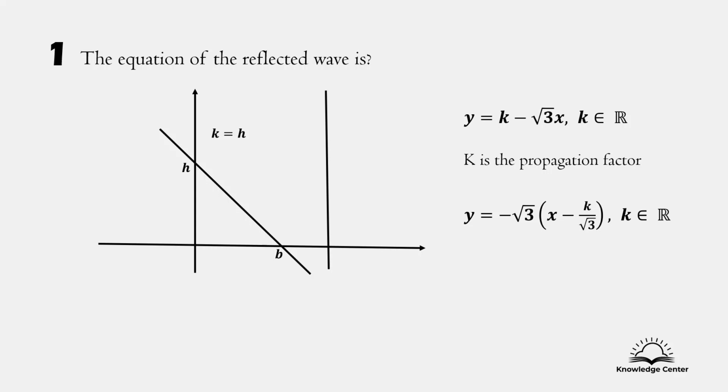Now, for those interested in the nature of k, by some simple reasoning, we can get k to be defined as k equals root 3 t, where t is time, f is the frequency of the wave, and lambda is the wavelength.